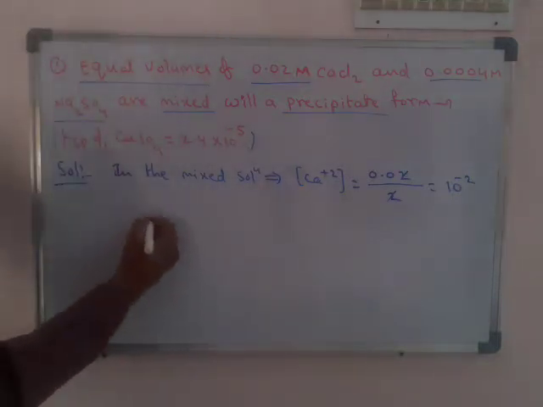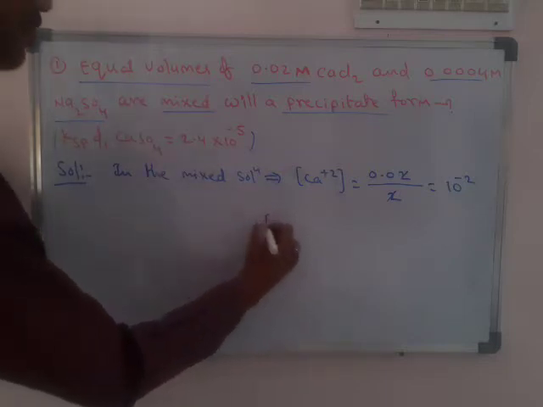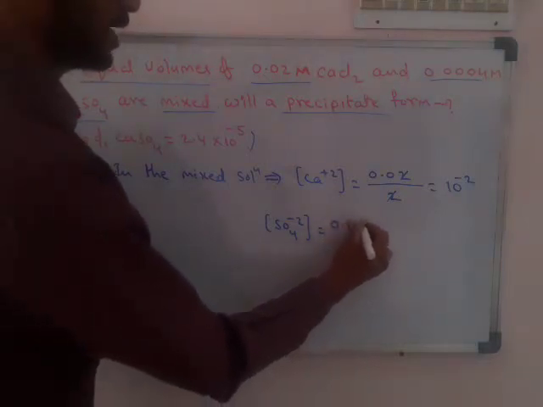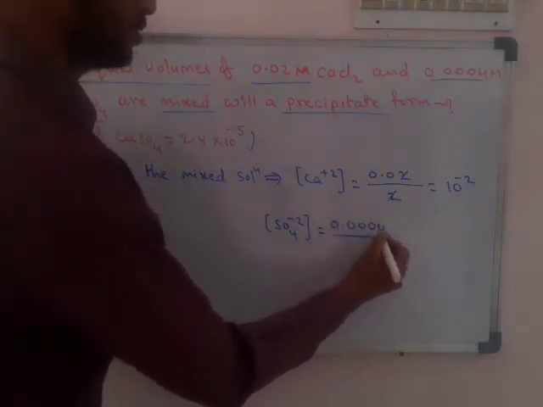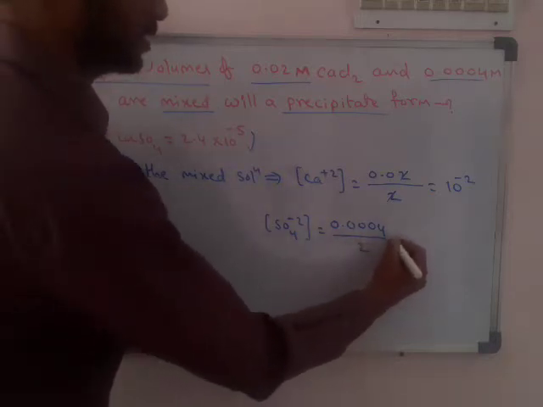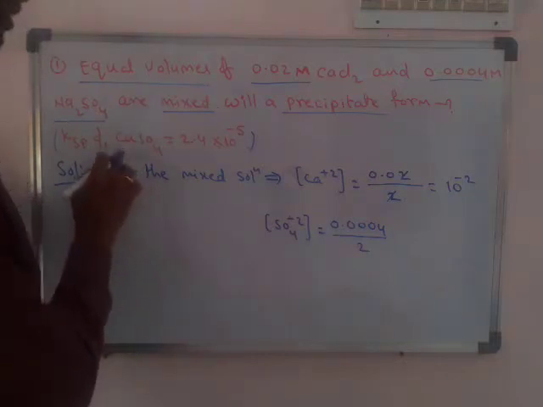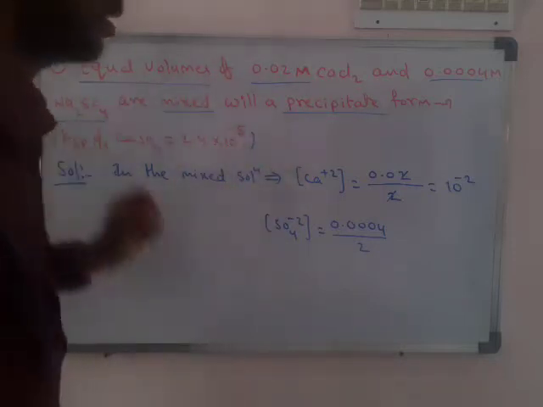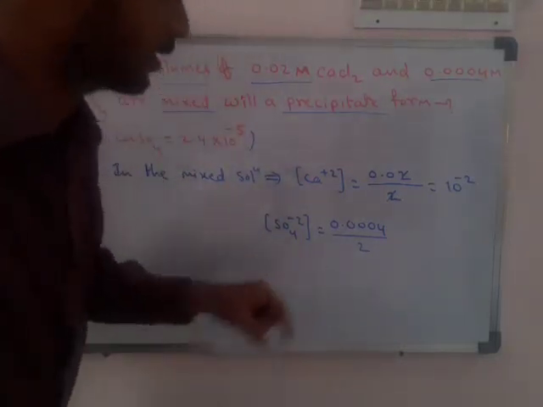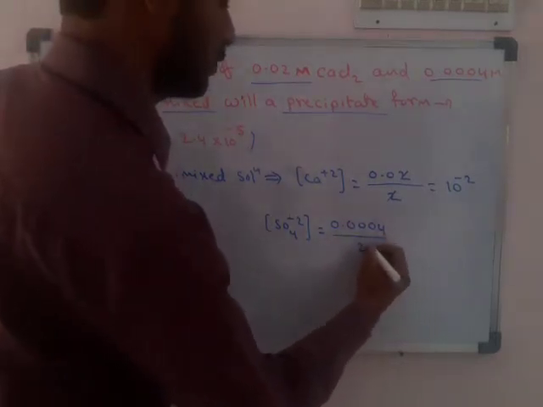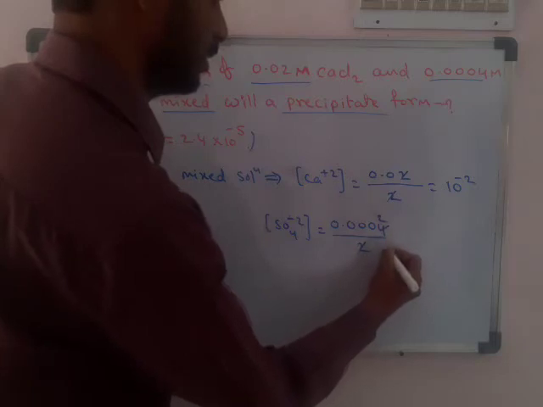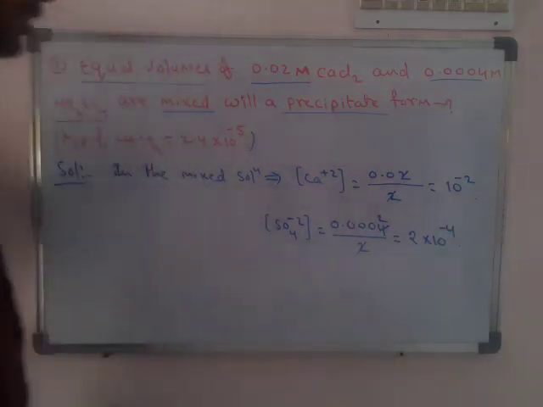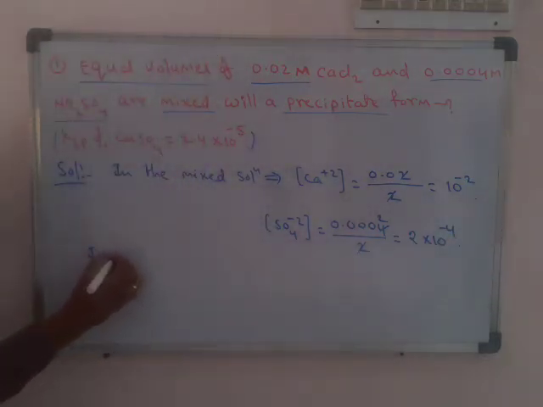So next, what is the concentration of SO4 minus 2 in the mixture? So that is 0.0004. In the mixed solution means volume is halved, so it is by 2. So here important one, the CaSO4, 1 Ca plus 2 and SO4 minus 2, so there is only one unit. So we can do it directly. So it becomes 0.0002, nothing but it is 2 into 10 to the power of minus 4. So now what is the ionic product? So calculate ionic product.